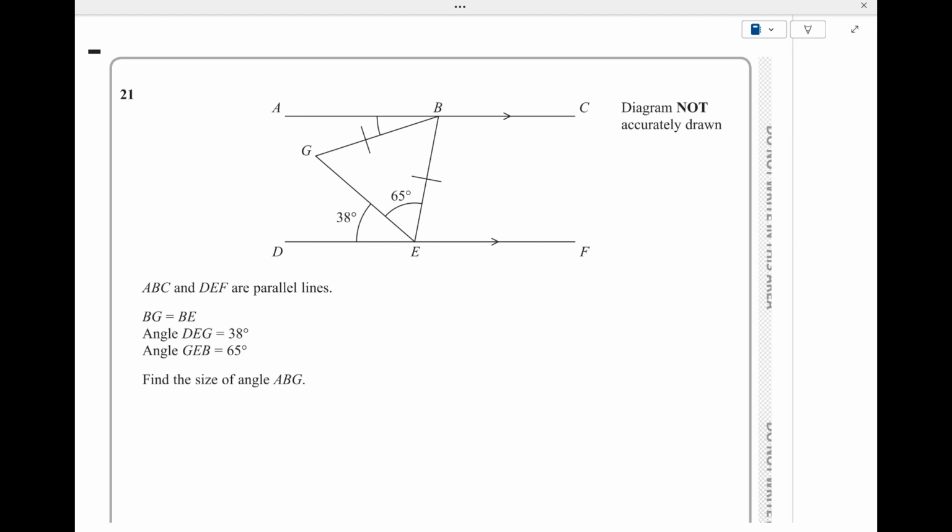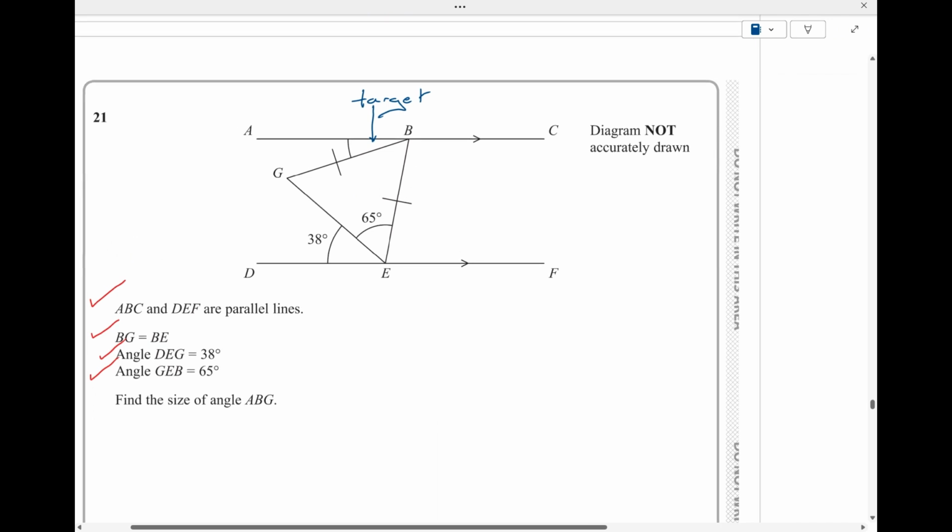Let's read the question. A, B, C and D, E, F are parallel lines. That's marked on the diagram. BG equals BE. That's marked on the diagram. DEG is 38. That's marked on the diagram. And GEB is 65. That's marked on the diagram there. Find the size of angle ABG. That's my target. Okay, well, let's just find what we can, shall we?